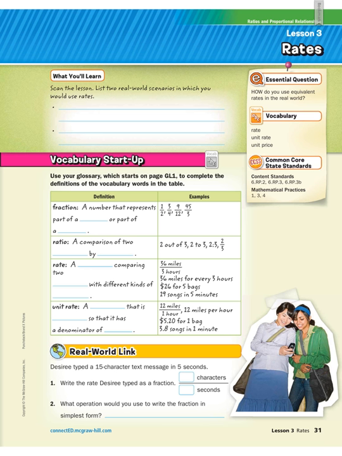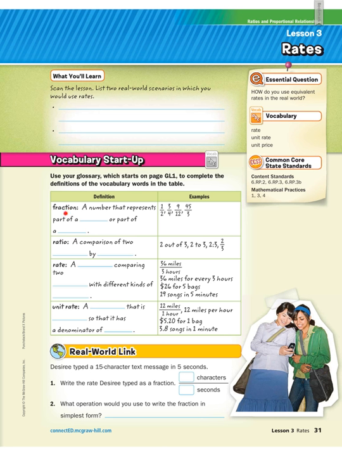Let's get started. First, it says use your glossary, which starts on page GL1, to complete the definitions of the vocabulary words in the table. Well, I'm going to actually go through these instead of using your glossary, so write down in your book, you're on page 31 as we go through it.